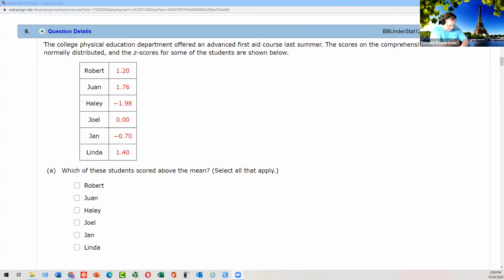Right, so here's a question from the second section. Just keep an eye on the work here. College Physics Education Department offered an advanced first aid course last summer. The scores on the comprehensive final exam were normally distributed. Now what they did is they turned them all into Z-scores.